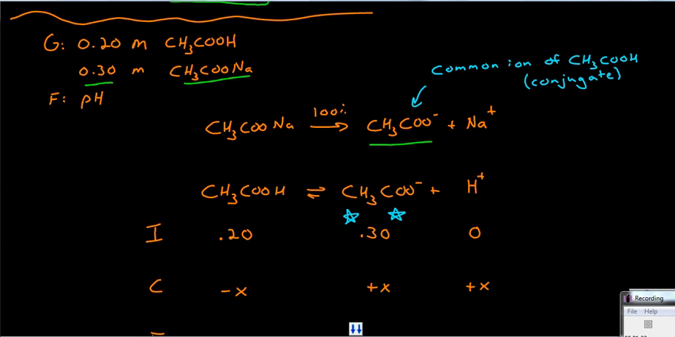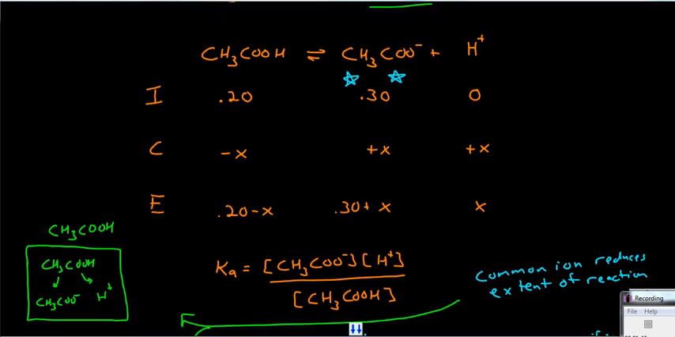So, just like before, we can build a nice table and solve for the changes in the concentrations of all things. But there's a key difference here. In the previous case, we saw that acetate had a solution molarity of 0 molar initially. But in this case, its molarity is 0.30.